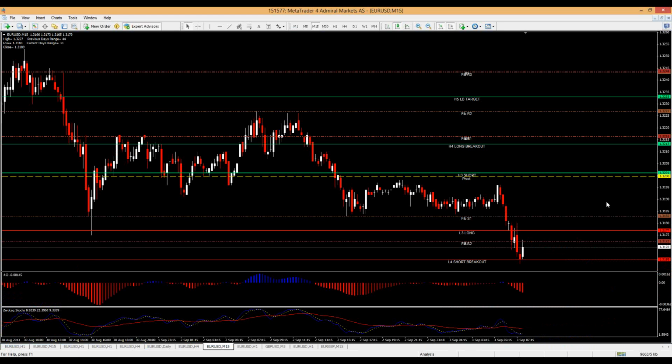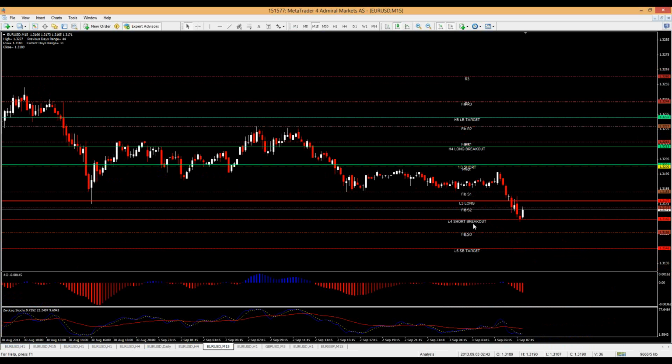Okay, the Camarilla indicator will probably be very useful. You can see that the L4 short breakout is actually just where the currency stopped at 131.65, and the target of that is 131.45. So it is a bit of a small space. The euro has had small spaces because it just hasn't moved that much.